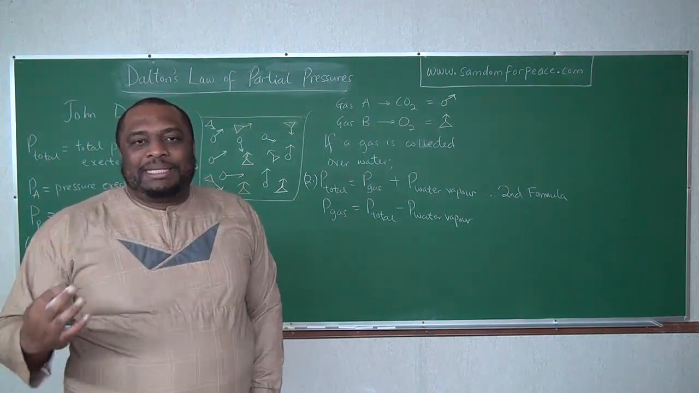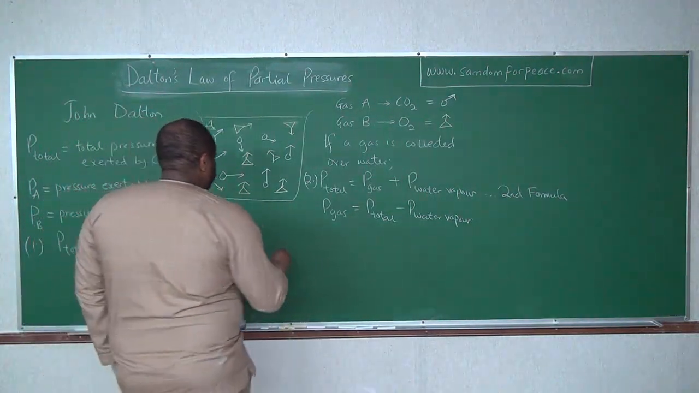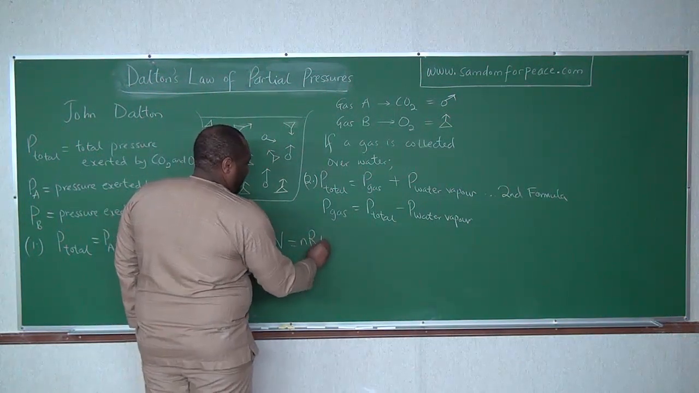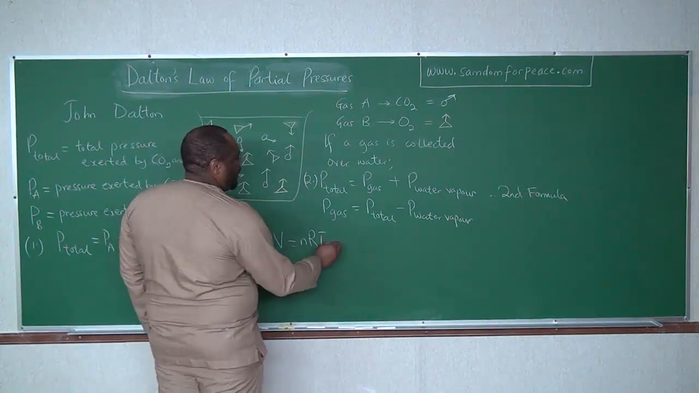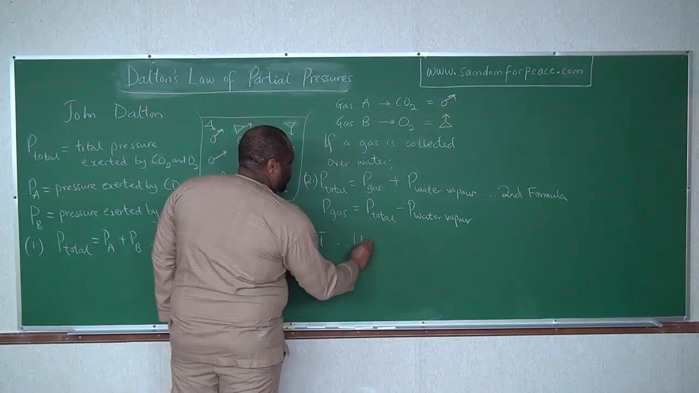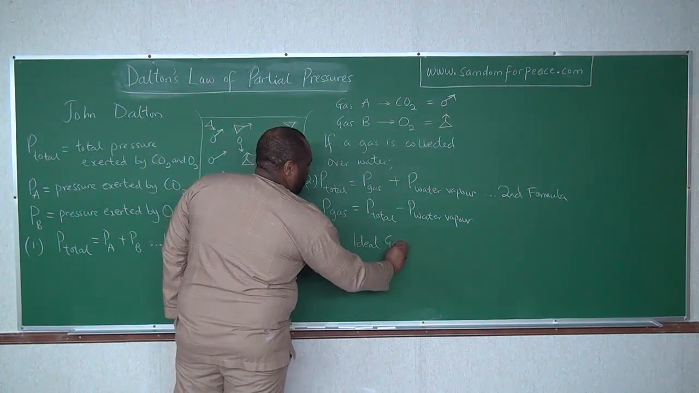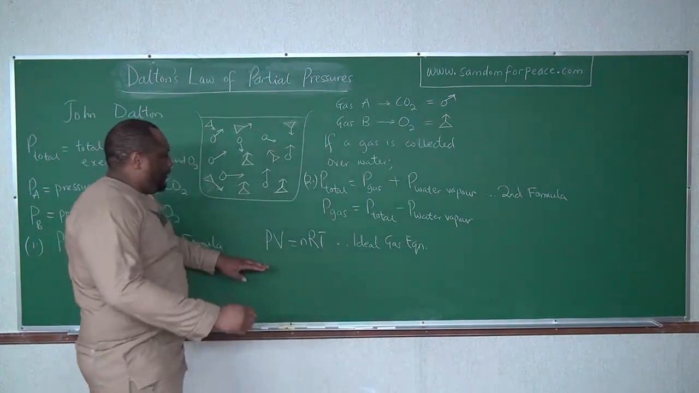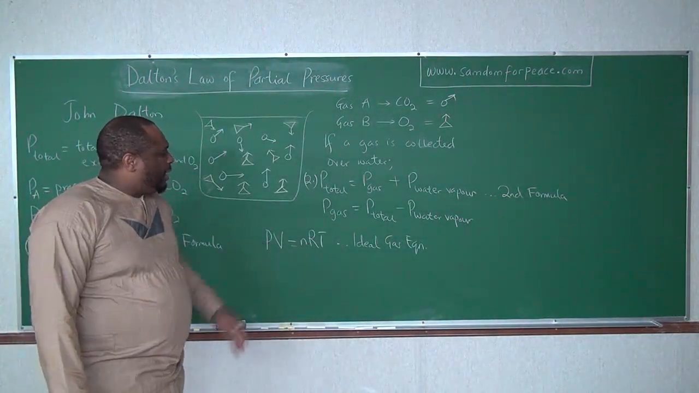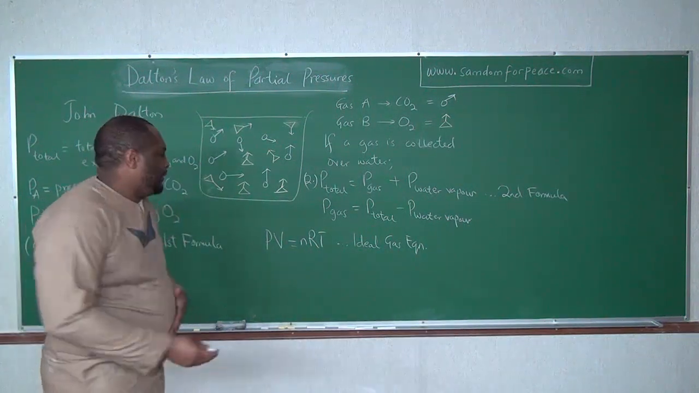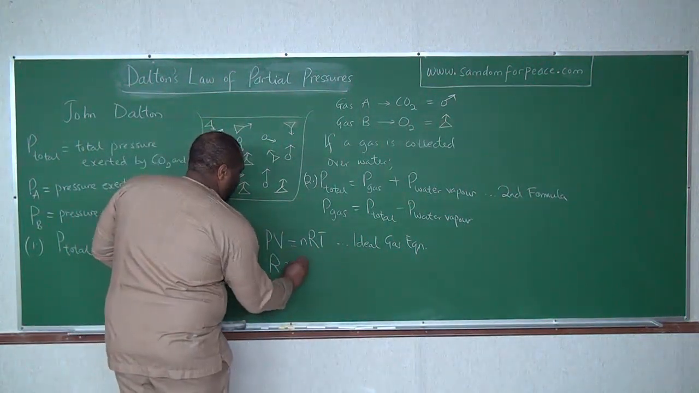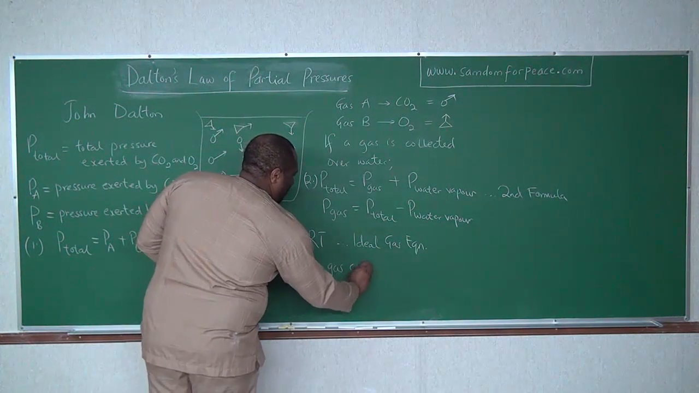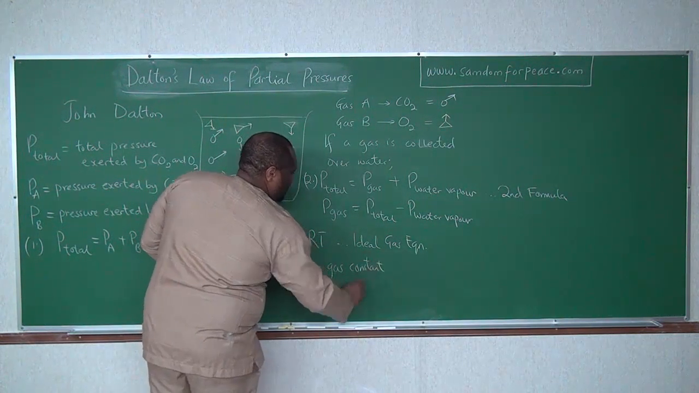From the ideal gas equation, we have that PV is equal to nRT, n times R times T. And this is the ideal gas equation. Your R is the molar gas constant, of course. That's the molar gas constant. And it has several values. It is normally given.